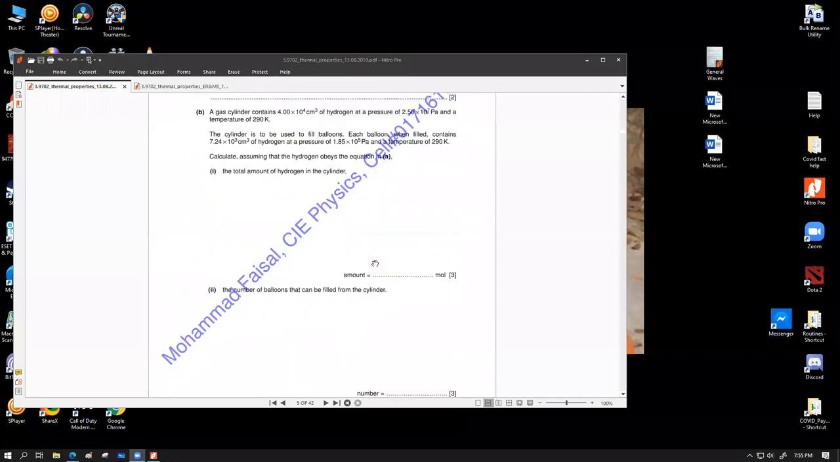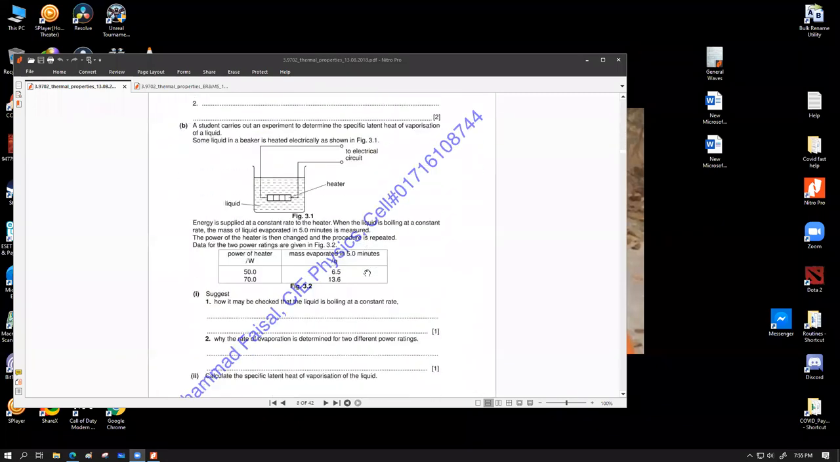For this question, what was this question? This one. Here we could see that when the heater was being blown, the mass evaporated in 5 minutes for a 50 watt heater was 6.5 gram. For a 70 watt heater, it was 13.6 gram. So within both of these routines, we had heat lost to the surrounding, because in this case the experiment was supposed to be higher than the room temperature, because as the question says, that energy is supplied at a constant rate to the heater.